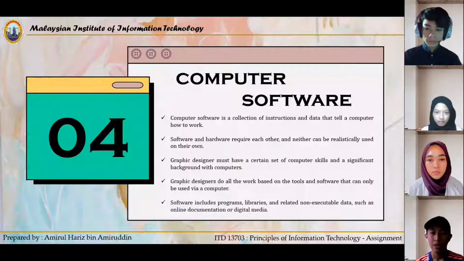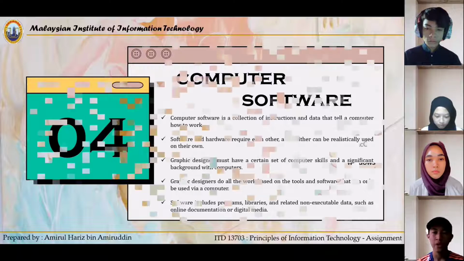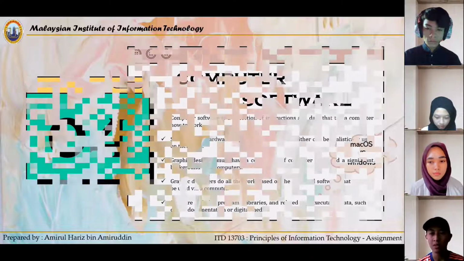Usually, a graphic designer must have a certain set of computer skills and a significant background with computers, so they can do all the work based on the tools and software that can only be used via a computer. You can also use a smartphone, but the most suitable communication device is the computer. Software includes programs, libraries, and related non-executable data such as online documentation or digital media. Computer software consists of two subtopics in this slide.